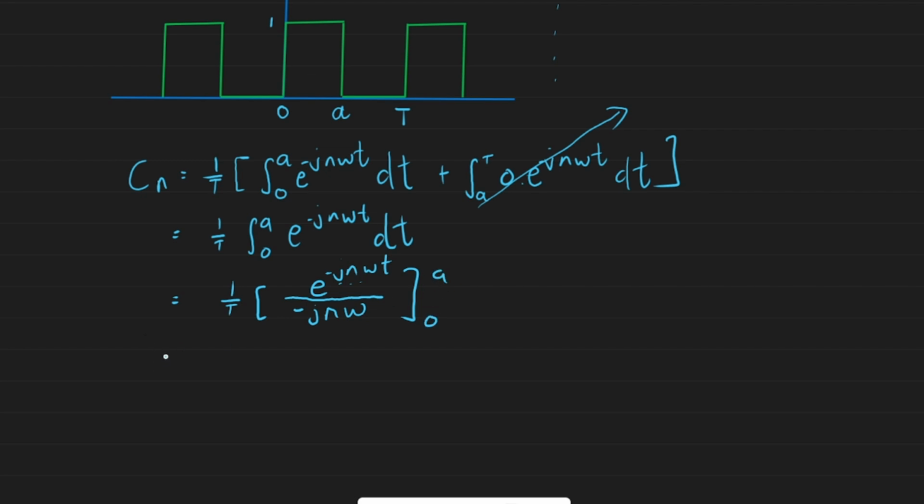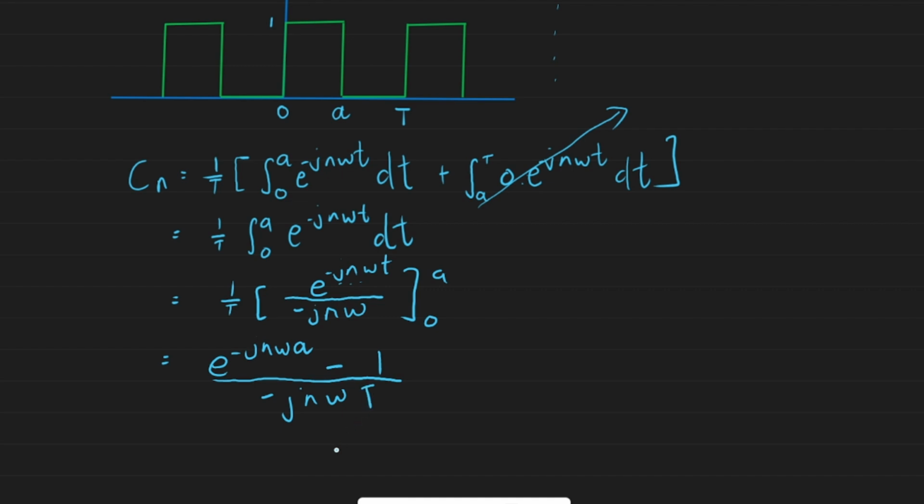So we do this substitution. We substitute in a in place of t. And when we do that, we have e to the power minus jn omega a, and minus, when we substitute in 0, we have e to the power 0. Anything to the power 0 is 1. And then we're dividing that by minus jn omega t.